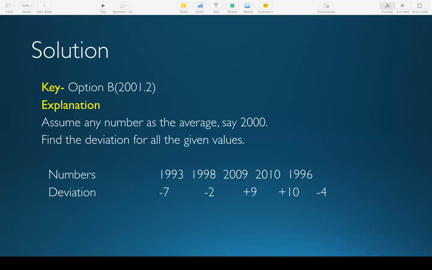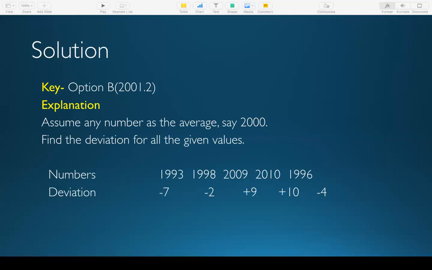The deviation of 1993 from 2000 is -7, 1998 from 2000 is -2, and so on. I have calculated all the deviations. Now when you add them, -7 -2 becomes -9, and this -9 gets cancelled with +9. So the first three deviations become 0. In the last two, 10 minus 4 becomes 6. So the sum of deviations comes out to be 6.